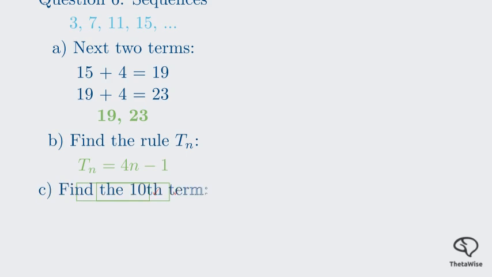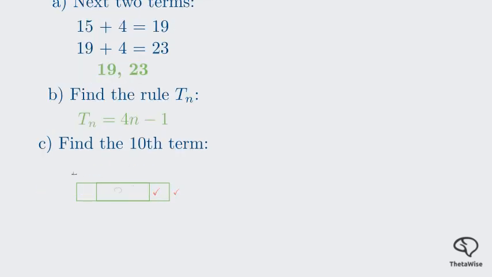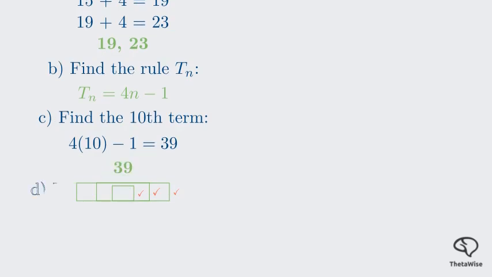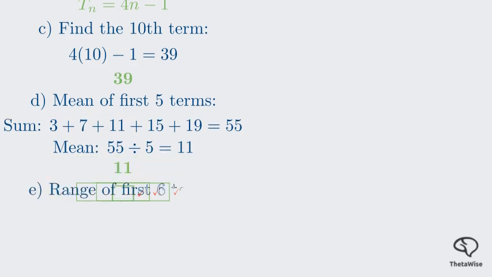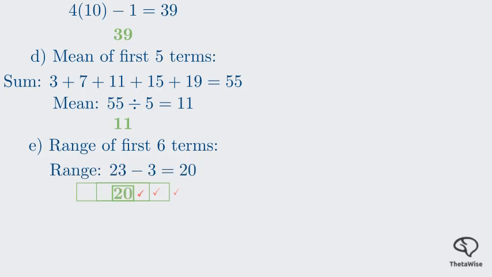Substitute n equals 10 into our new rule. 4 times 10 minus 1 is 39. The 10th term is 39. The first 5 terms are 3, 7, 11, 15 and 19. The sum is 55. 55 divided by 5 is 11. The mean is 11. Notice it's the middle term for an arithmetic sequence. The first 6 terms end with 23. The range is 23 minus 3, which is 20.